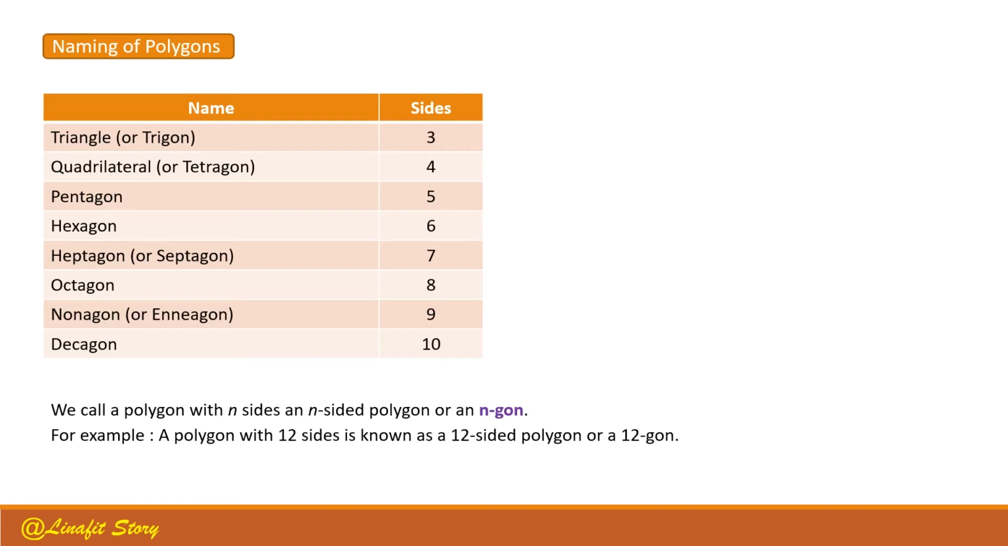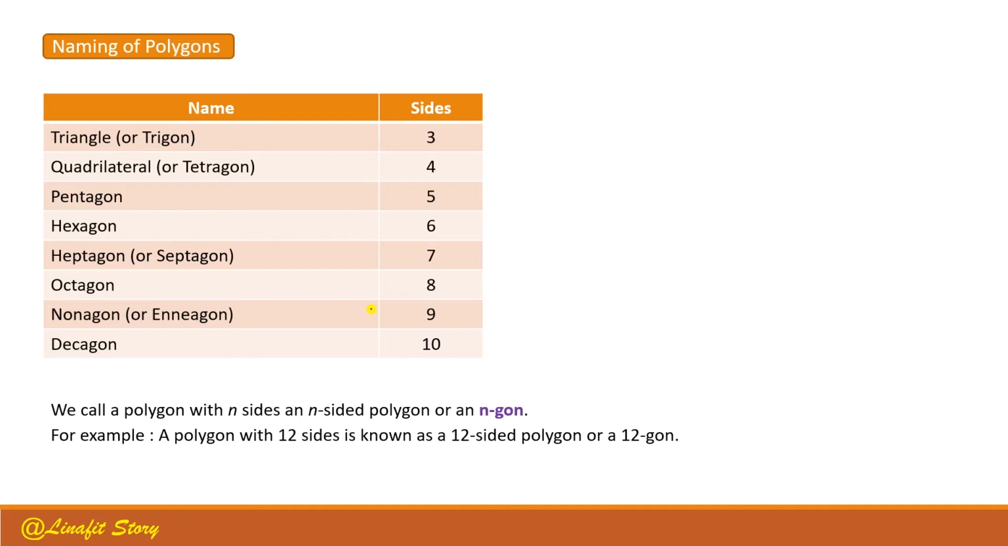Naming polygons. If there are 3 sides, triangle or trigon. 4 sides, quadrilateral or tetragon. 5 sides, pentagon. 6 sides, hexagon. 7 sides, heptagon or septagon. 8 sides, octagon. 9 sides, nonagon or anagon.